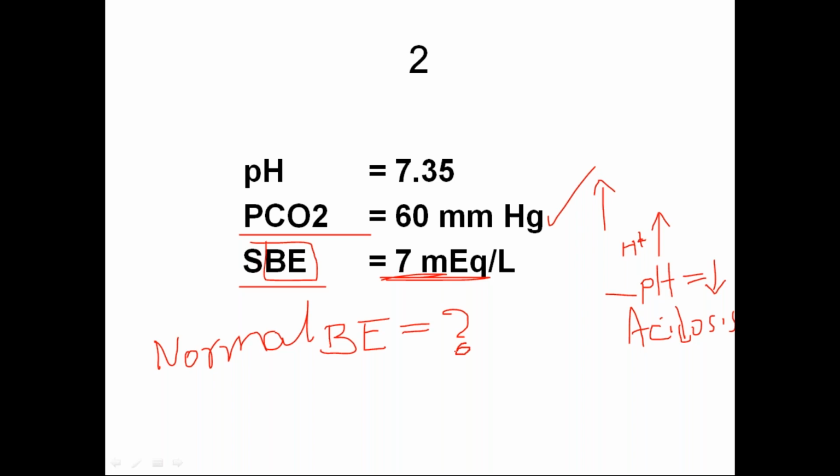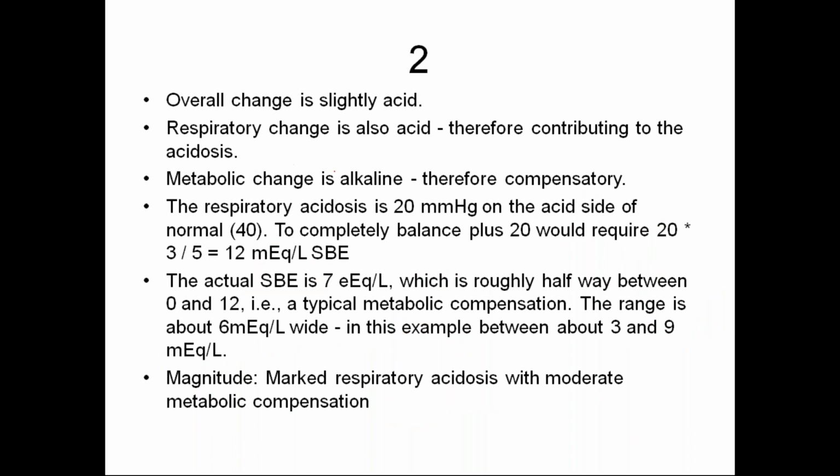Yes, say something, it's okay even if it's wrong. What should be the normal base axis? Plus or minus 2. Okay. So here, 7 means the base axis is elevated. So this is how you analyze it.